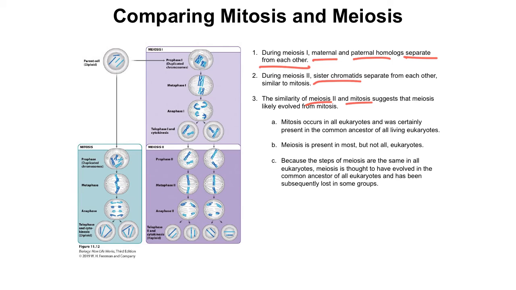If we assume that all organisms start from the same ancestors, meiosis is present in most, but not all eukaryotes. And therefore, because the steps of meiosis are the same in all eukaryotes, meiosis is thought to have evolved in the common ancestor of all eukaryotes and has been subsequently lost in some groups. So think about this interesting pattern carefully. This comparison provides a clue as to how these two processes have evolved.